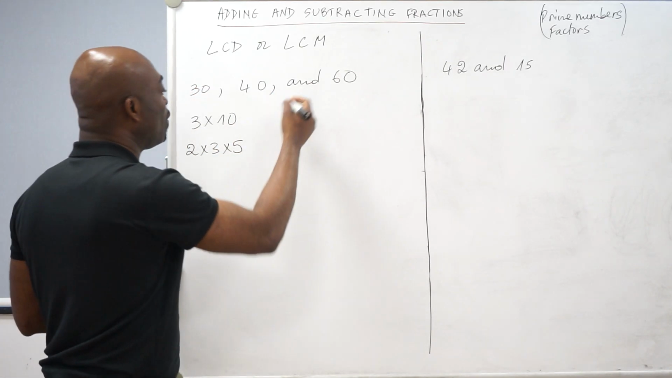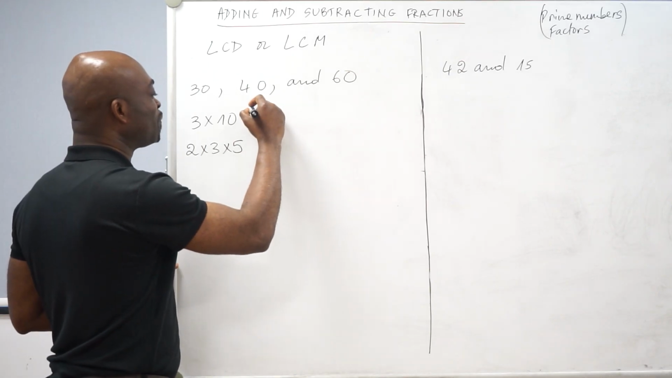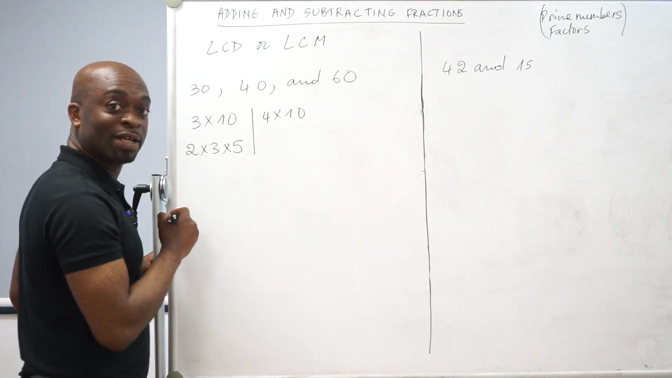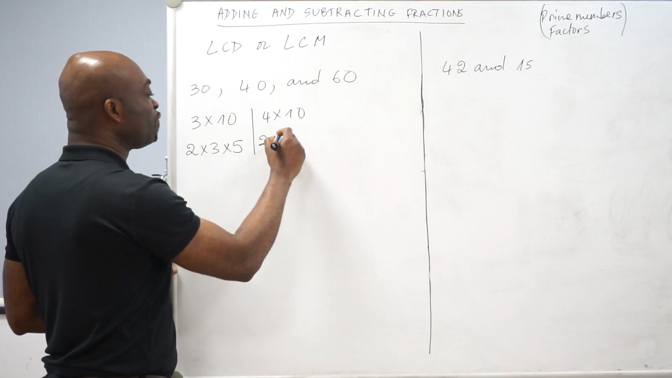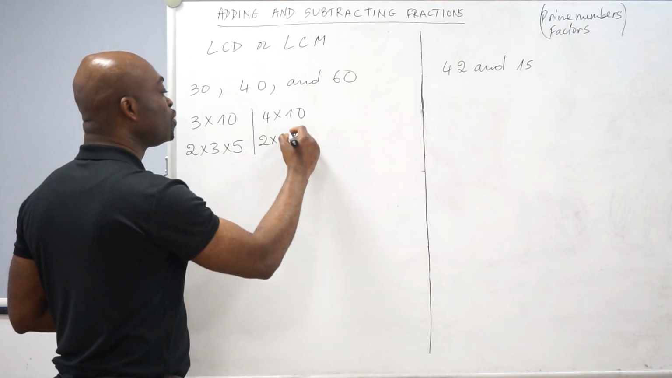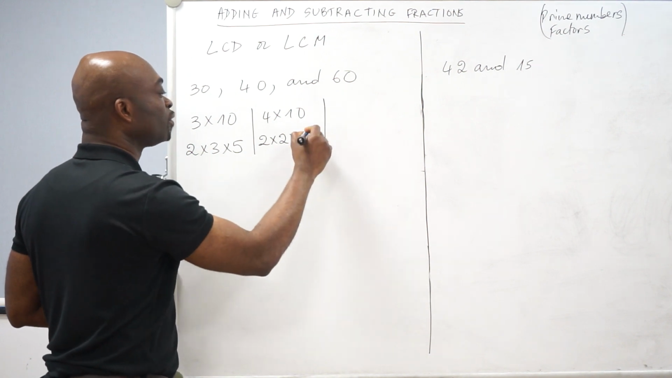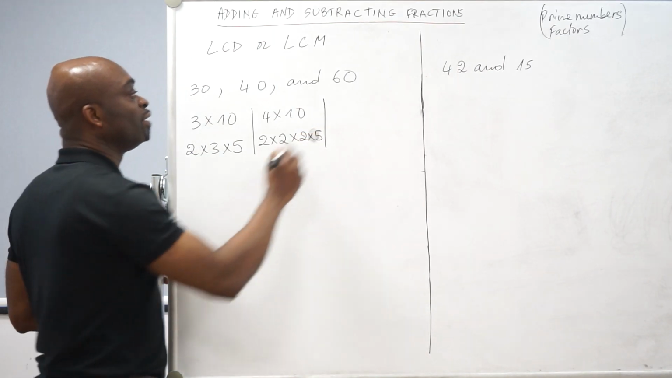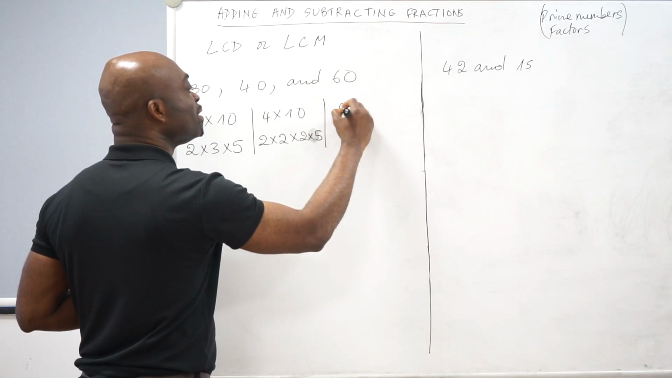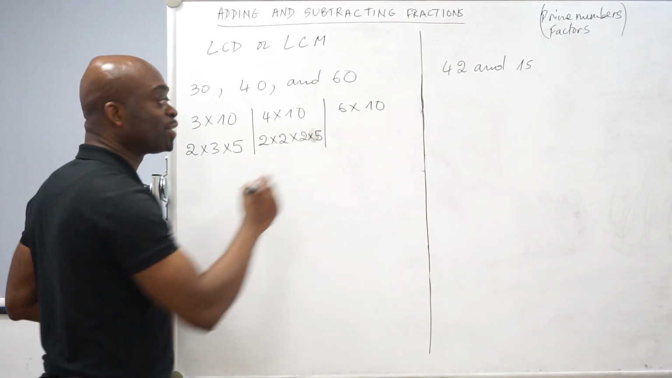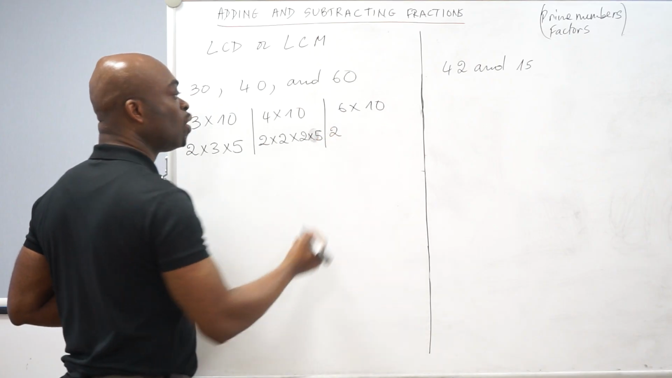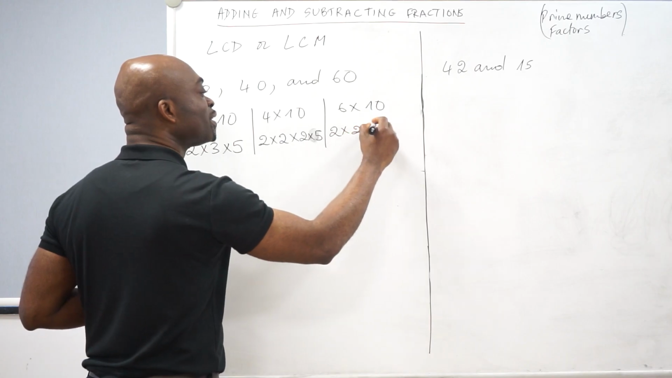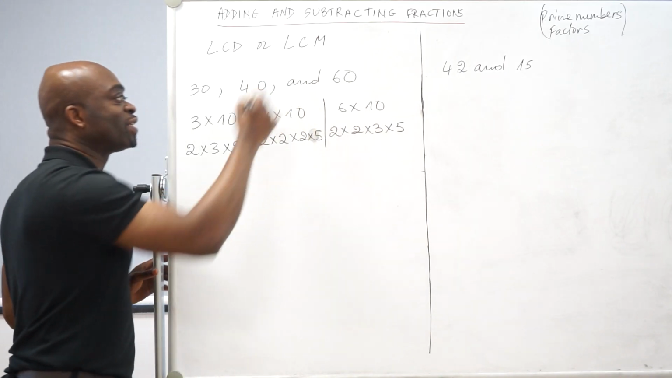All right? Now, when it comes to 40, so let's split them up. 40 can be 4 times 10. 4 is the same thing as 2 by 2, right? And then 10, which is 2 by 5. Okay. And then 60 will be 6 times 10, and 6 is 2 by 3. And don't forget also that 10 is 2 by 5. So it's 2 times 2 times 3 times 5. So that would give us 60.